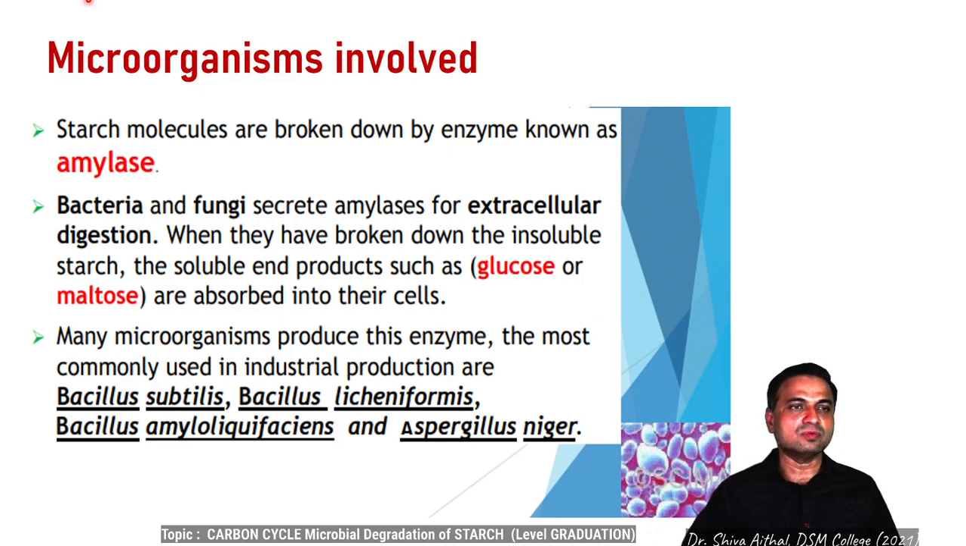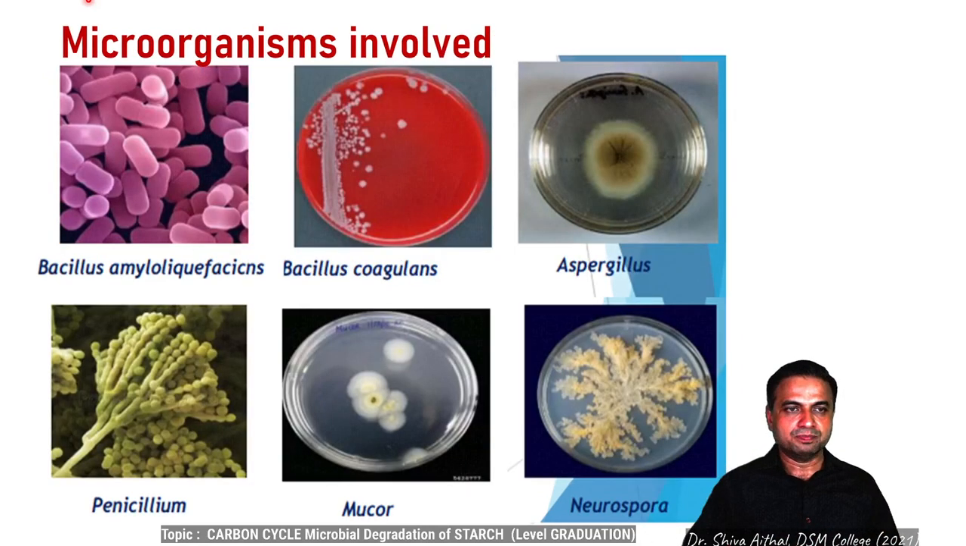So the microorganisms involved are of a wide range. Many microorganisms produce this enzyme. Most commonly found in the soil or used for industrial production are Bacillus subtilis, Bacillus licheniformis, Bacillus amyloliquefaciens, Aspergillus niger, Aspergillus oryzae, and Penicillium species. All these microorganisms break down the starch with the help of a gene which can produce amylase, and they can secrete this enzyme extracellularly and convert it into glucose and maltose and use them for their own cell metabolism. These are the microorganisms which are involved.